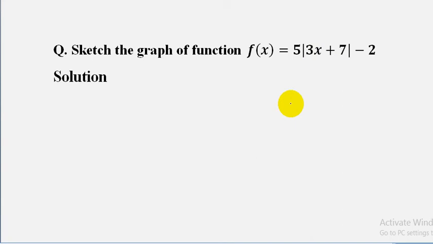In this video lecture we are going to learn how to sketch the graph of function f of x equal to 5 into |3x + 7| minus 2. This is an absolute value function. We try to sketch the graph of this function.